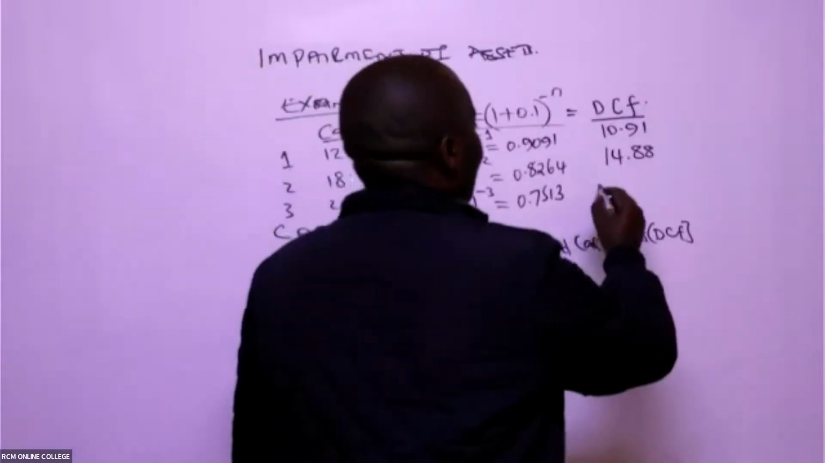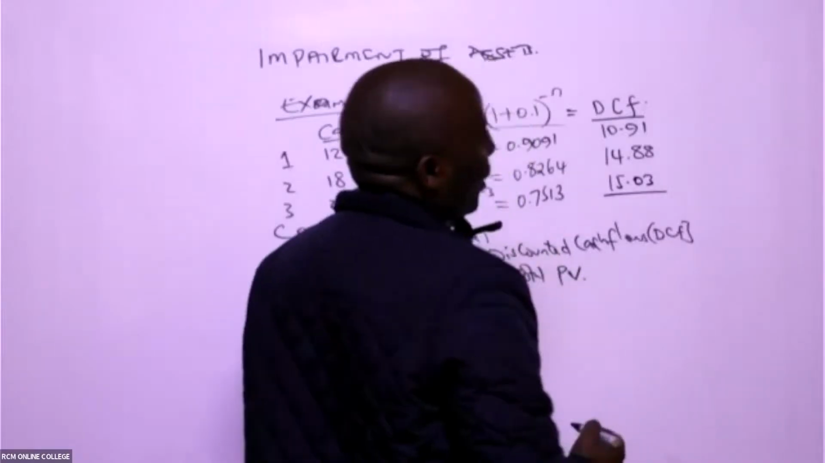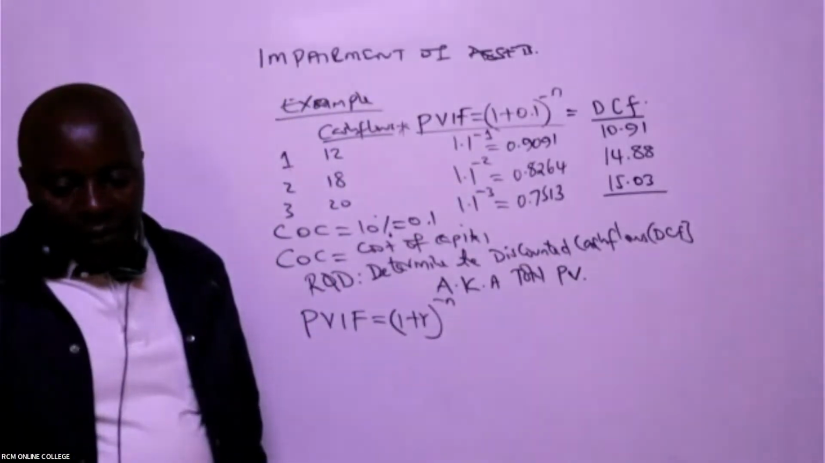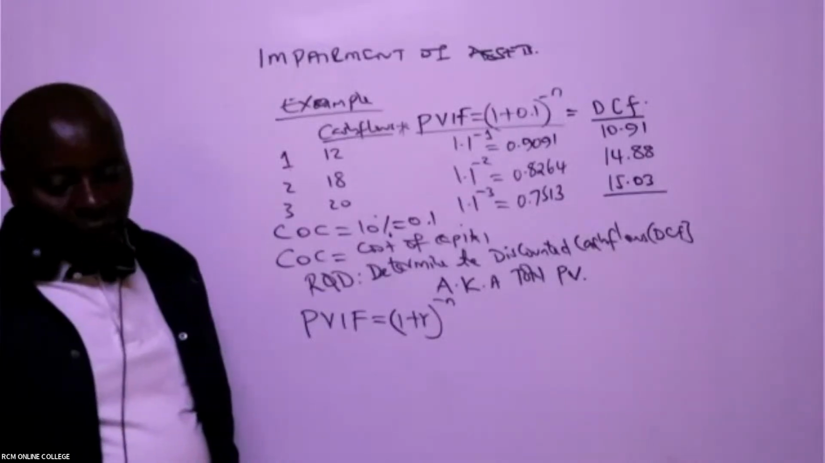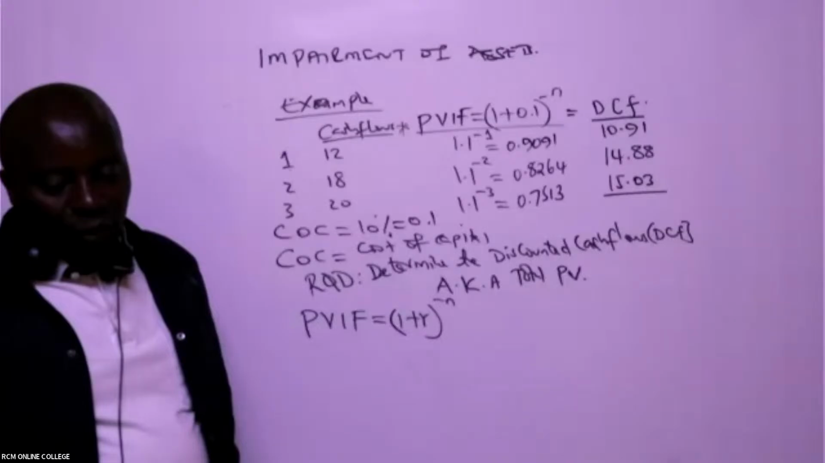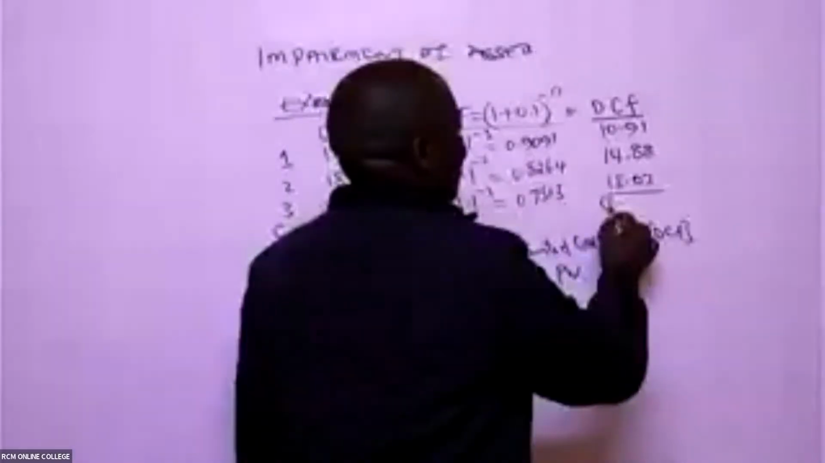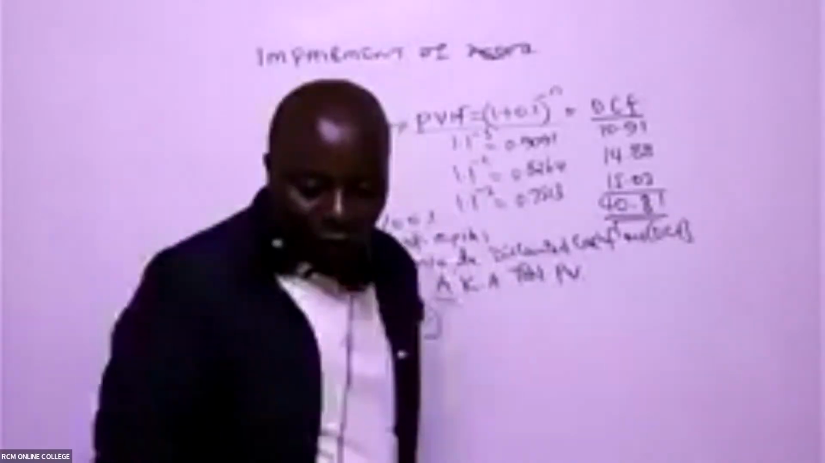$15.03, and then there is someone who is giving me the total discounted cash flow. Total discounted cash flow, and you add the 3. $40.81.